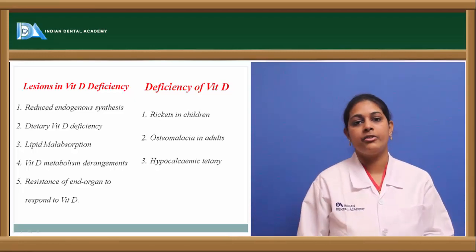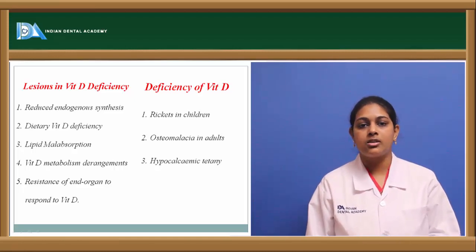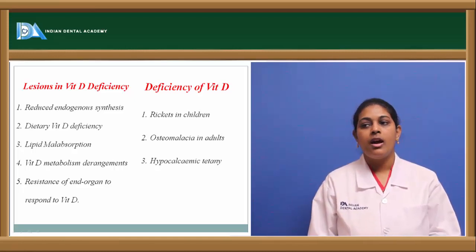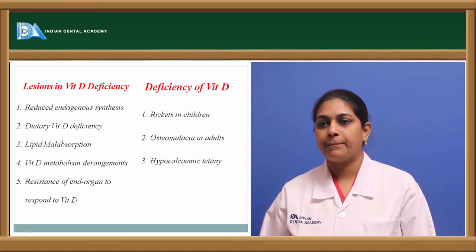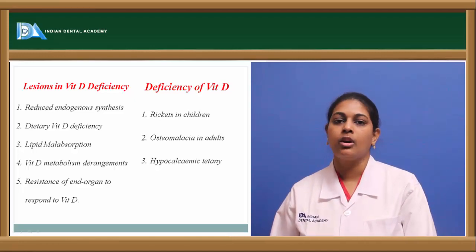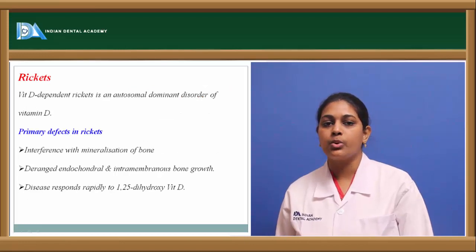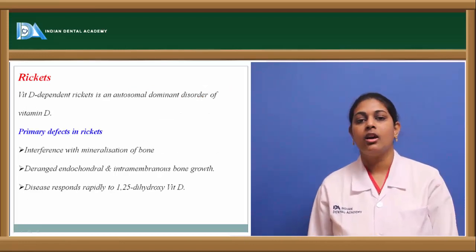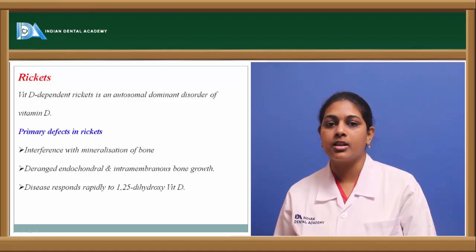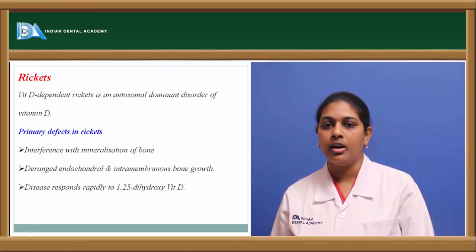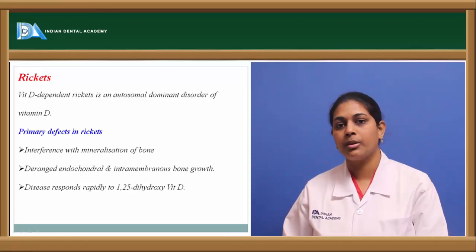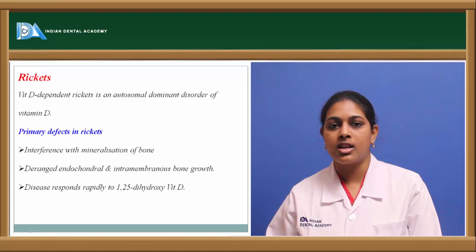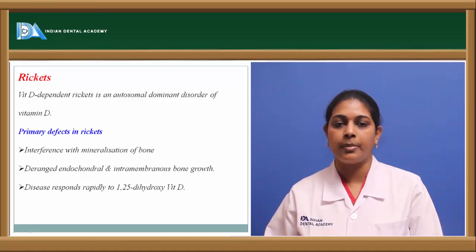So what happens if there is deficiency in vitamin D? It usually causes rickets in children, osteomalacia in adults, and hypocalcemic tetany, which is due to neuromuscular disorders. So these are the deficiencies and lesions associated with vitamin D deficiency. Coming to rickets, the most important manifestation of vitamin D deficiency, vitamin D dependent rickets is an autosomal dominant disorder of vitamin D when it is not sufficiently taken in. The primary defect we see in these patients is interference with the mineralization of the bone. Since vitamin D is not sufficient, mineralization of the osteoid matrix is not properly maintained.